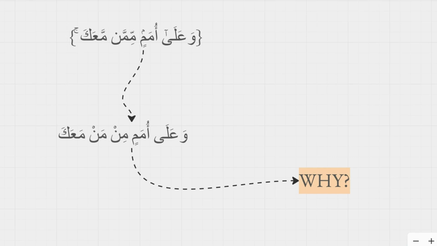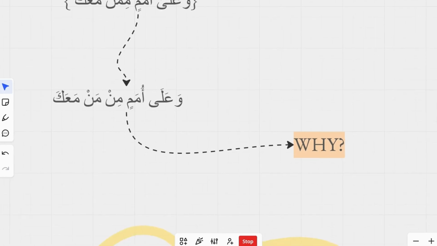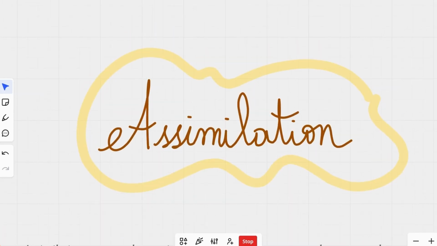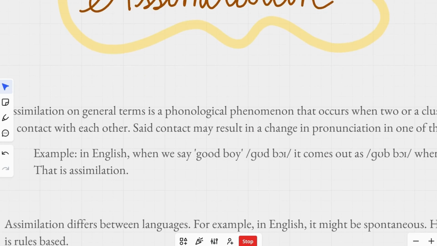Now, why did this happen? What is going on? Why did we split mimman into two words? Or why did we fuse two words to become one? What is the shadda on top of the meem doing? If you have all these questions in your mind, we can answer them with one simple word, which is assimilation.